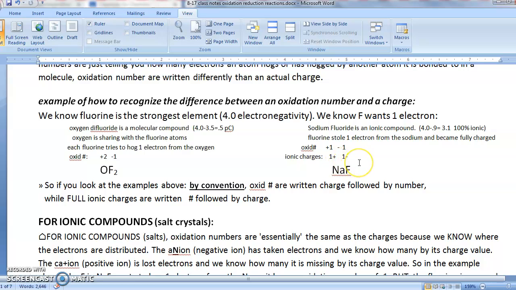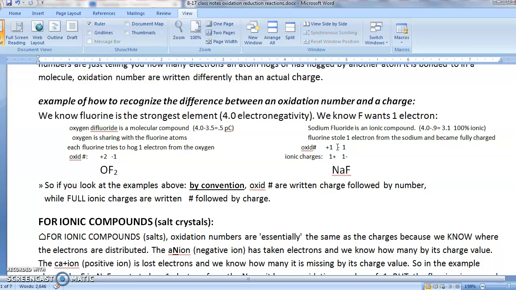You can also write oxidation numbers. Oxidation numbers are talking about who is controlling the electrons. Well, fluorine here is not actually only controlling them, it actually ripped it right off. But still, it controlled 1, so it's -1. The sodium's oxidation number is +1.